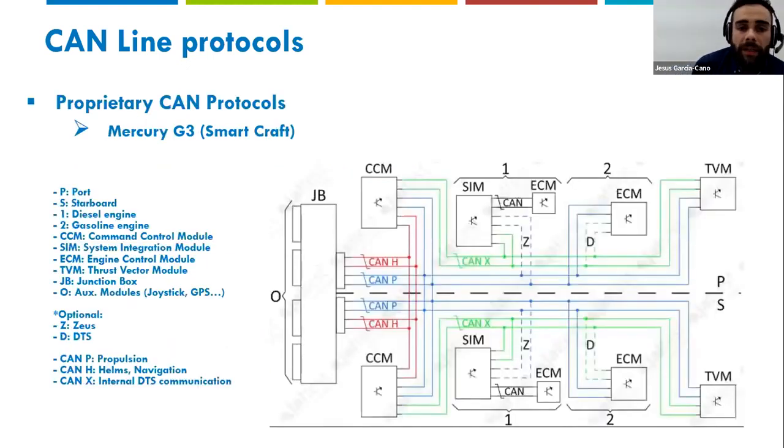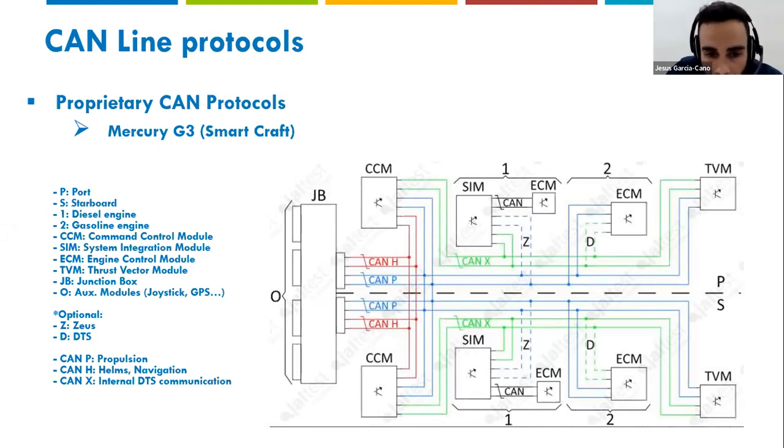Okay, proprietary CAN protocol in the marine sector. I think the most important is Mercury G3 or SmartCraft. Here we have an example of a structure for every Mercury with this technology.